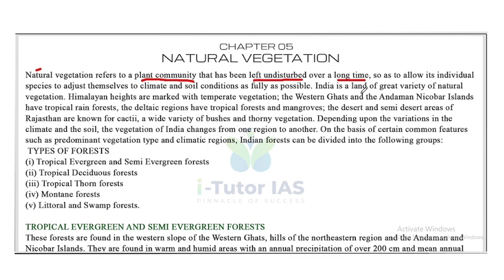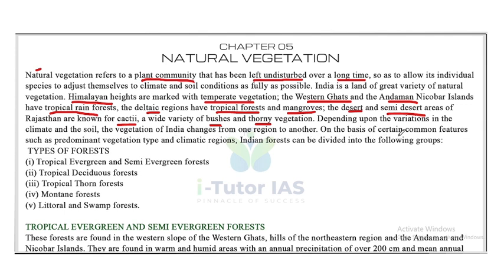India is a land of great variety of natural vegetation. Himalayan heights are marked with temperate vegetation. The Western Ghats and the Andaman Nicobar Islands have a tropical rainforest, and the deltaic regions have tropical forest and mangroves. The desert and semi-desert areas of Rajasthan are known for cacti, that is, a wide variety of bushes and thorny vegetation. Depending upon the variations in the climate and the soil, the vegetation of India changes from one region to another.